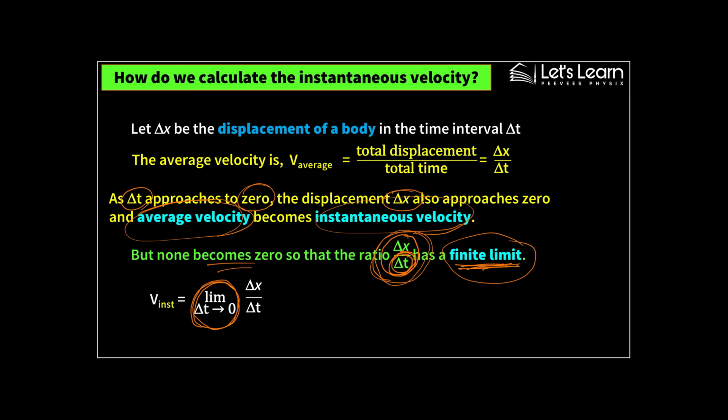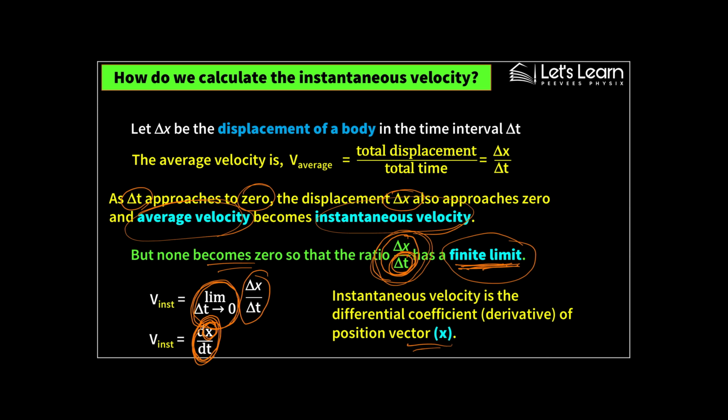Mathematically, we write like this. And delta x divided by delta t, in math, we call this dx divided by dt. This is a new operation in mathematics. dx divided by dt, we call it the differential coefficient of the position vector. So how do we find the instantaneous velocity? We have to differentiate the position coordinate to get velocity.